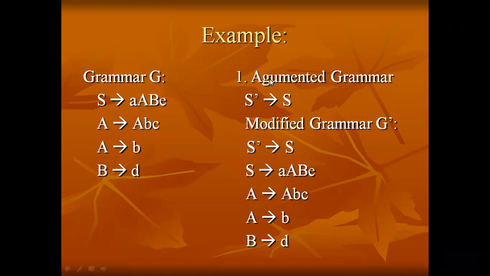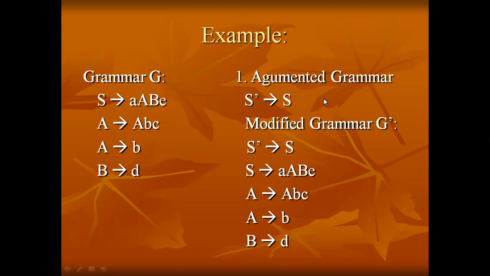We write this new production rule from the starting symbol of the given grammar, and we form the grammar G dash like this, right? The main intention of using this augmented grammar is to make acceptance of the input string possible. And step number 1 is completed. By knowing the starting symbol of the given grammar, I add a new production rule like this, S dash tends to S, right?